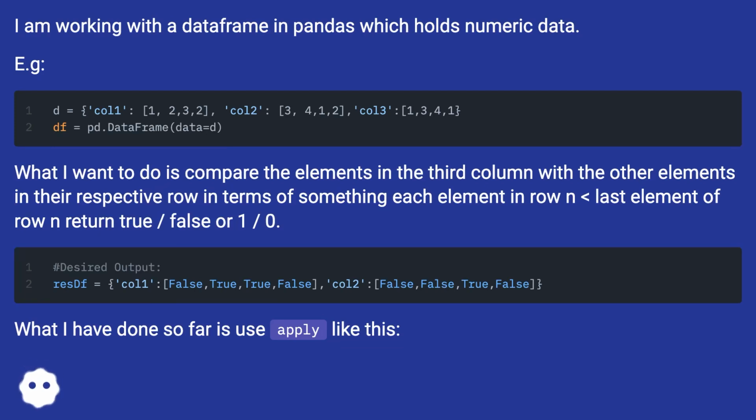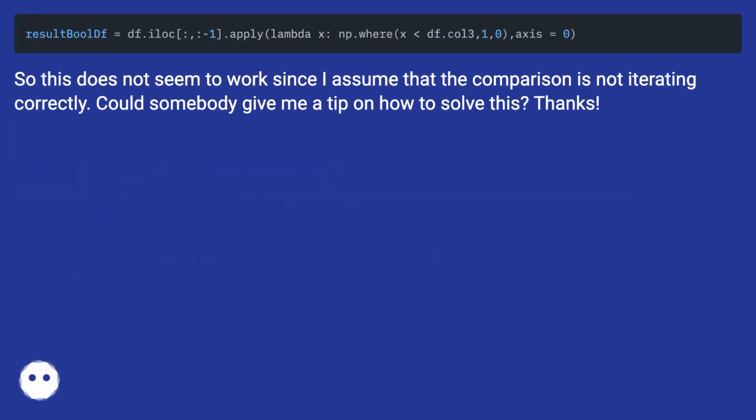What I have done so far is use apply like this. So this does not seem to work, since I assumed that the comparison is not iterating correctly. Could somebody give me a tip on how to solve this? Thanks.